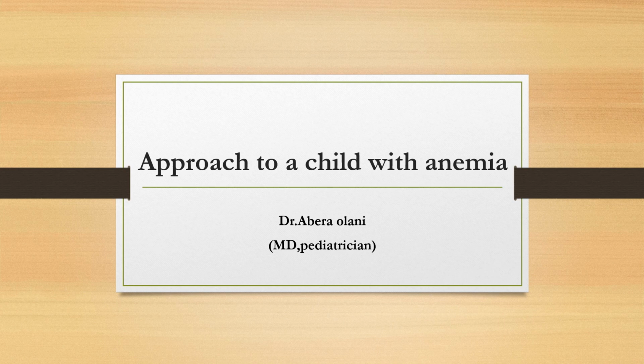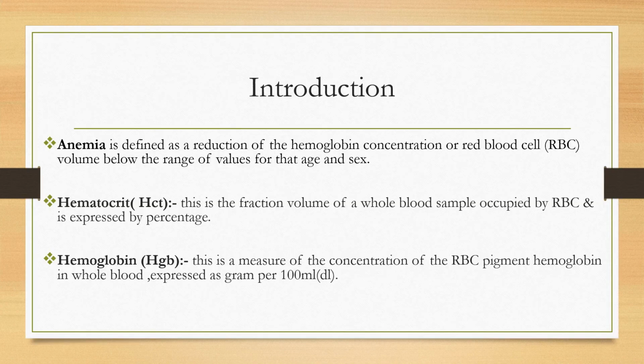My presentation is about approach to a child with anemia today. As an introduction, anemia is defined as reduction of the hemoglobin concentration or red blood cell below the range of values for that specific age and also for that specific gender. And also, to go further about anemia, we should know what is hematocrit, what is hemoglobin, what is MCV, what is retic count, and the like.